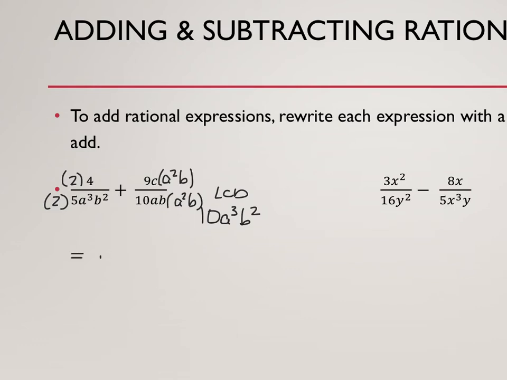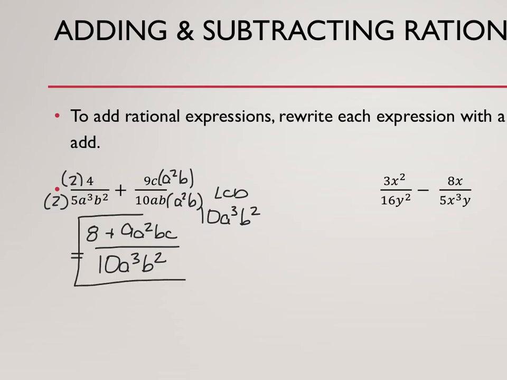So then I will keep that denominator. And on the top, I have 8 plus 9a squared bc, keeping those in alphabetical order. There is no like terms to combine, and so this would be my answer. So I got the denominator the same. I multiplied top and bottom to do that, and then I just kept the denominator and added the numerators.